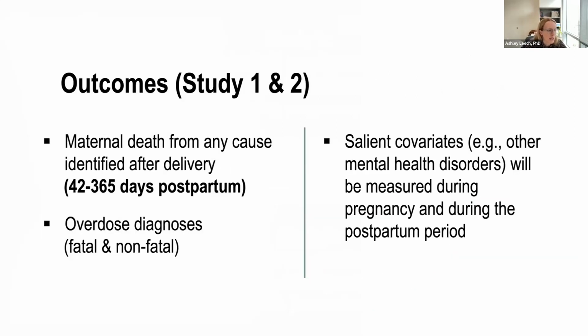So the primary outcomes of the study include maternal death from any cause identified after delivery, mainly between 42 to 365 days within the postpartum period. There has been a lot of work done on the proximal severe morbidity as well as mortality related to birth. And our study really complements these other studies by assessing a period that excludes many of these deaths directly related to the pregnancy itself. Our other outcome is overdose diagnosis, both fatal and non-fatal. And then we will also be measuring really important covariates during pregnancy and at the beginning of the postpartum period, things like other mental health disorders, social vulnerability, things like that.